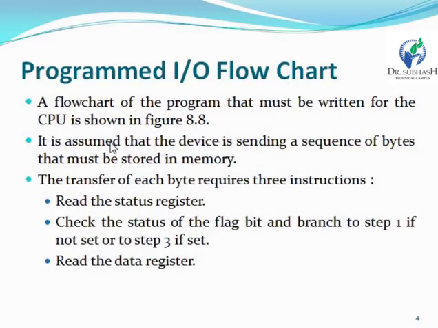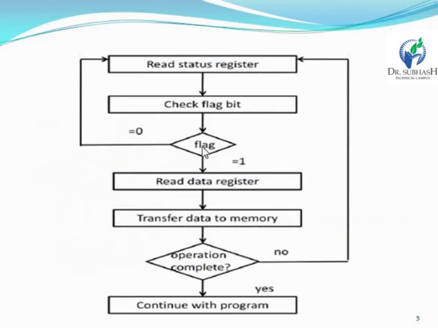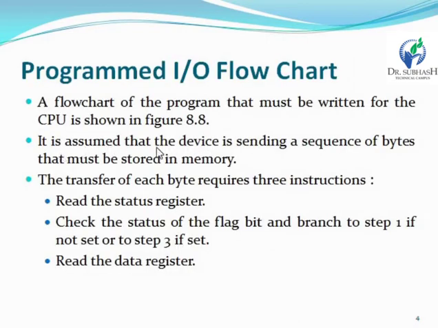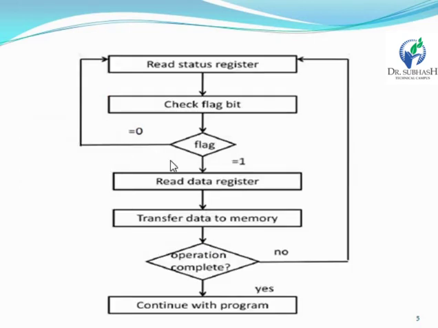So one short description here. A flowchart of the program that must be written for the CPU is shown in the figure. It is assumed that the device is sending a sequence of bytes that must be stored in the memory. The transfer of each byte requires three instructions: read the status register, second, check the status flag bit, yes or no, and read the data register. So these three steps are performed in the flowchart.